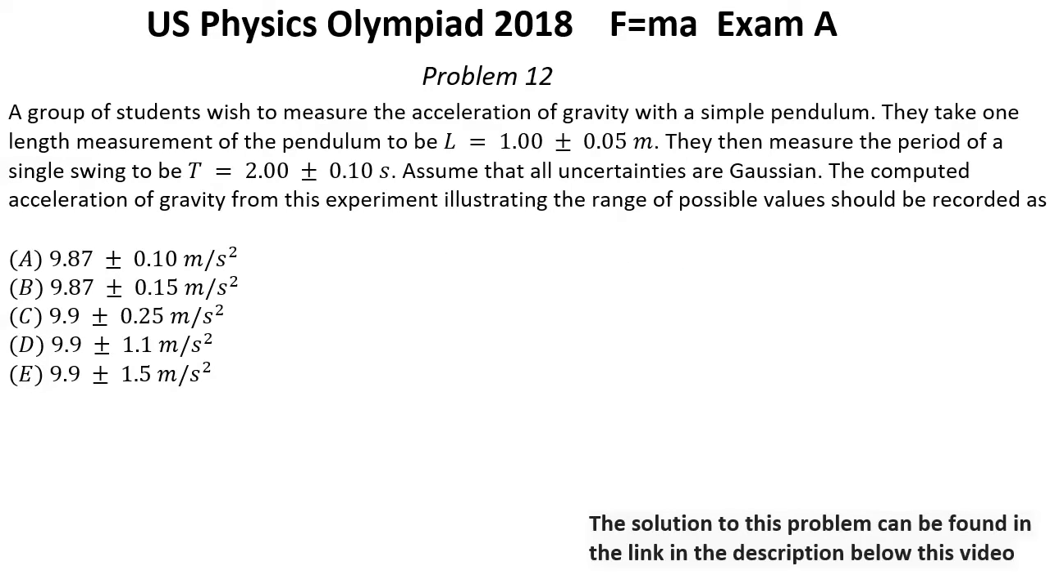Problem number 12. A group of students wish to measure the acceleration of gravity with a simple pendulum. They take one length measurement of the pendulum to be L equal 1 meter plus minus 0.01 meters. They then measure the period of a single swing to be T equal 2.00 plus minus 0.10 seconds. Assume that all uncertainties are Gaussian. The computed acceleration of gravity from this experiment, illustrating the range of possible values, should be recorded as following.